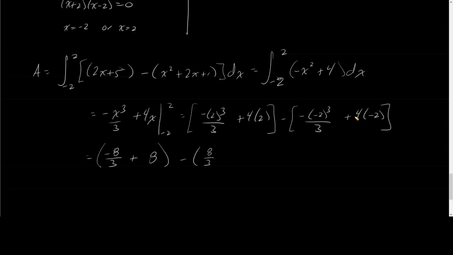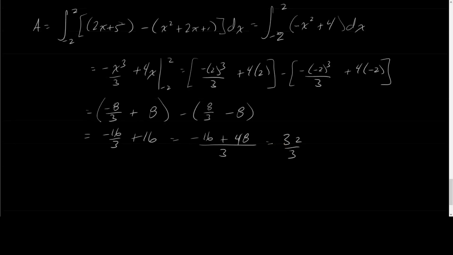8 thirds, and then 4 times negative 2 is negative 8. Negative 8 thirds minus 8 thirds, that gives me negative 16 thirds. 8 minus negative 8, that's 8 plus 8, which is 16. So what we need to do now is come up with a common denominator, which is 3. This 16 becomes a 48 because 16 times 3 is 48, and then negative 16 plus 48 is 32. So we end up with 32 thirds units squared, right?